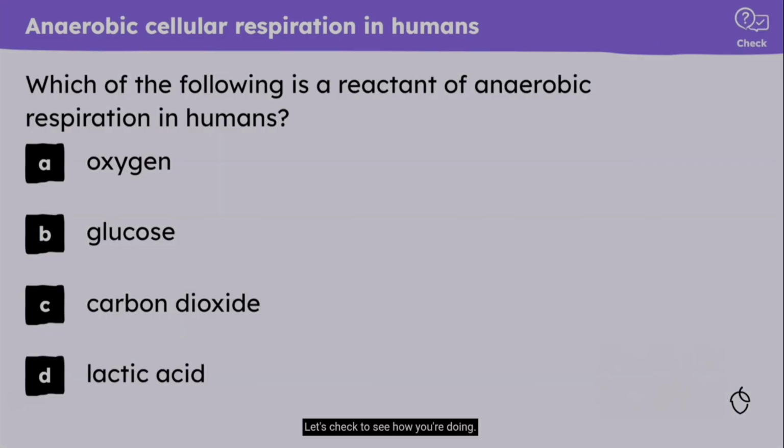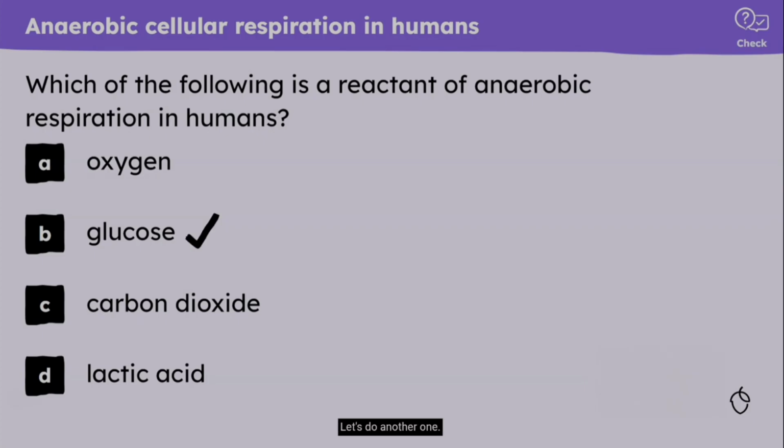Let's check to see how you're doing. Which of the following is a reactant of anaerobic respiration in humans? Is it A, oxygen, B, glucose, C, carbon dioxide, or D, lactic acid? Take 5 seconds or click pause if you want a bit more thinking time. Click play when you're ready to see the answer. The answer is B, glucose. Great job, you got that right.